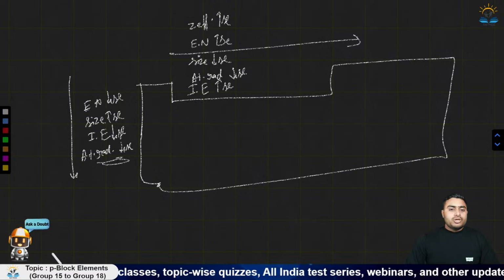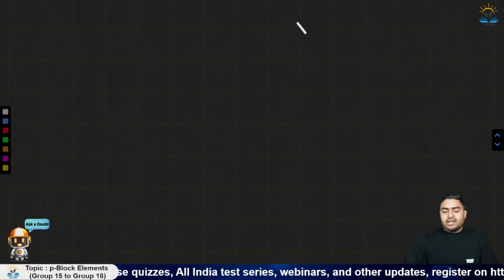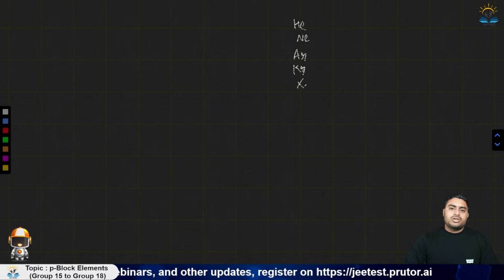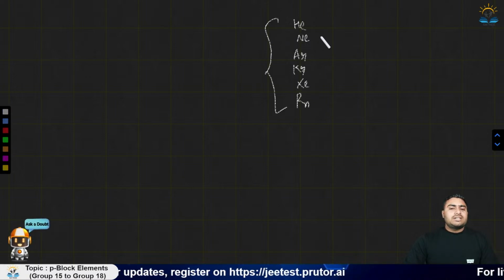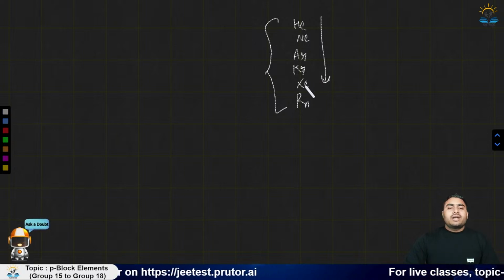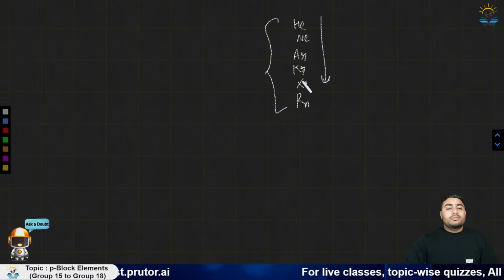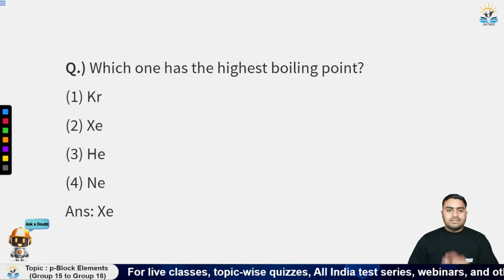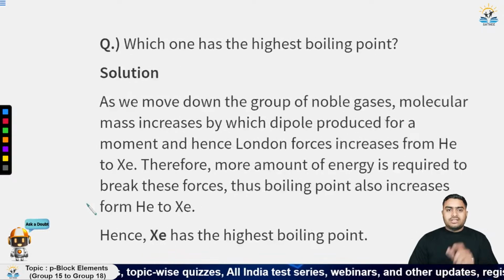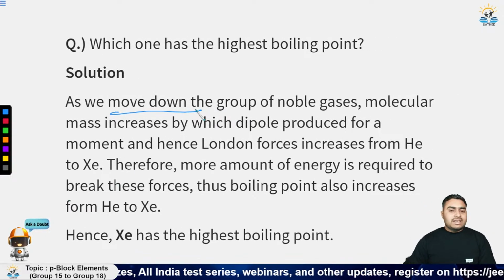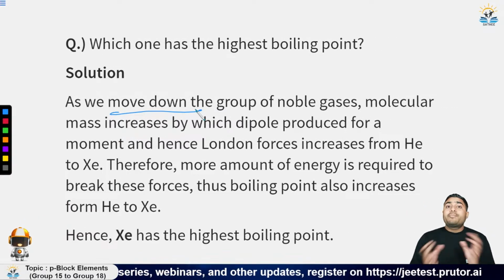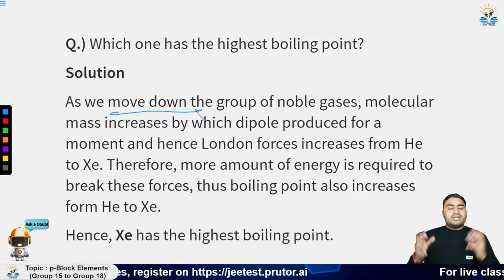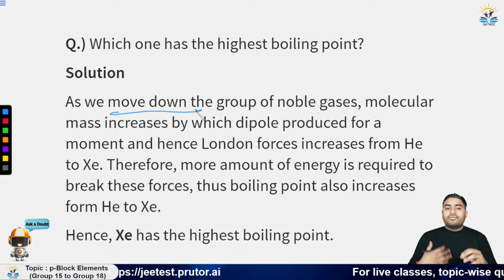These are some basic points. In this question we have helium, neon, argon, krypton, xenon, radon. These are the noble gases. If you are moving top to bottom down a group, molecular mass increases, so interactions will increase. The answer to this question is xenon, and the reason is: as we move down the group of noble gases, molecular mass increases, by which a momentary dipole is produced, and hence London forces increase.